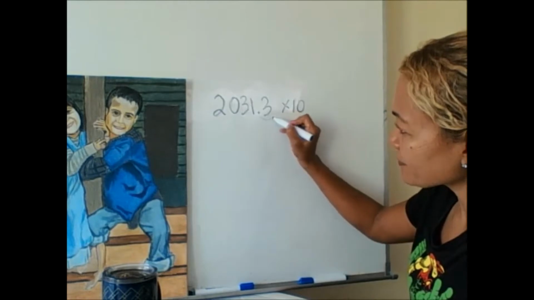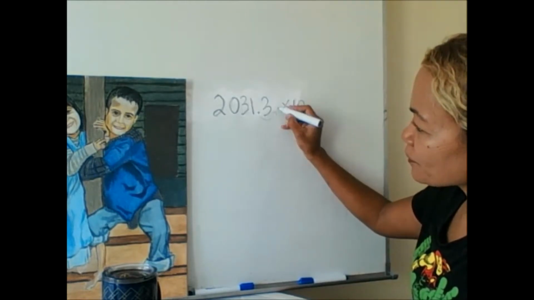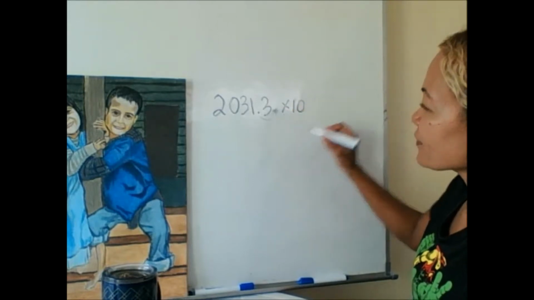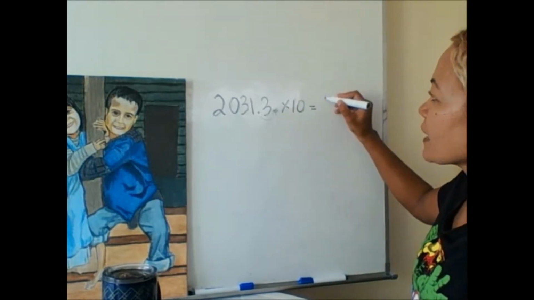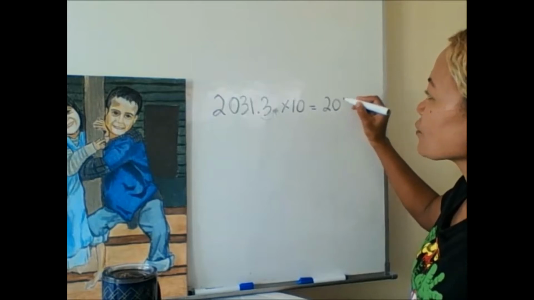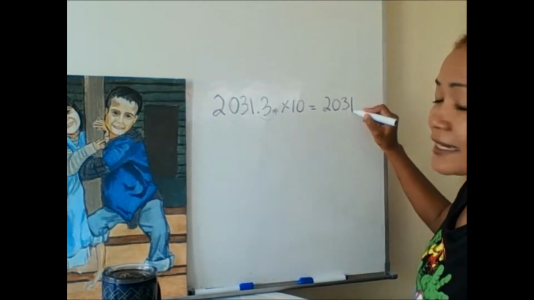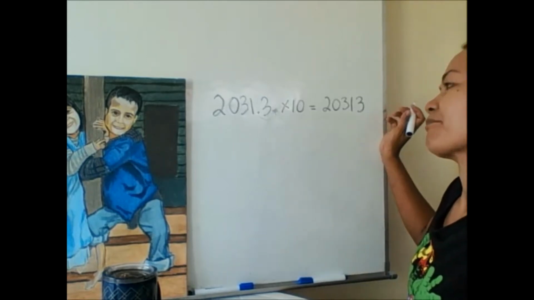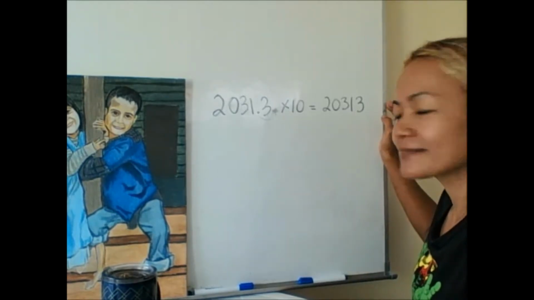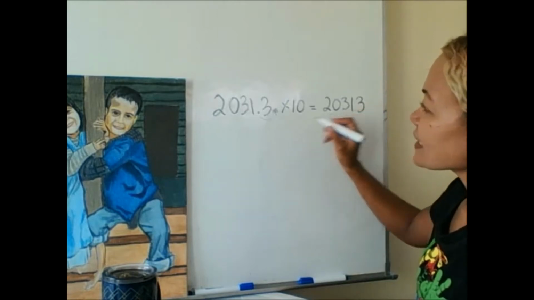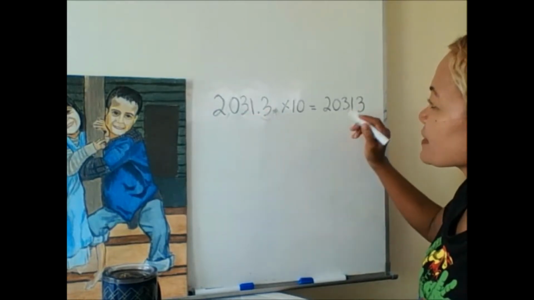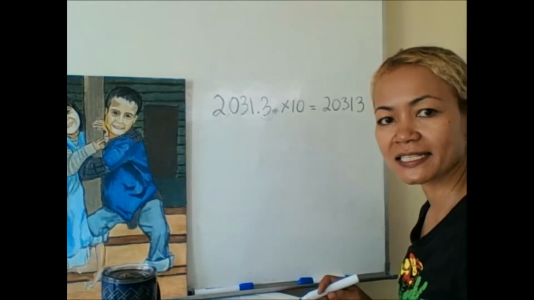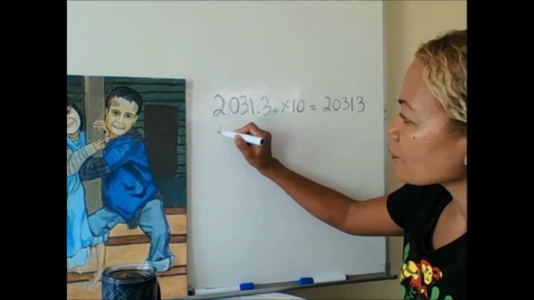So all you're doing is moving the decimal places according to the number of zeros. 1 0 here, 1 place. So the new place the decimal point will be is over here. If you rewrite the number, 2031, instead of 0.3, it now becomes 3. Right? So now it's, instead of 2031.3, it now becomes 20,313.